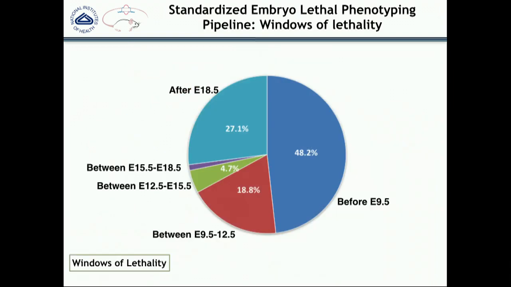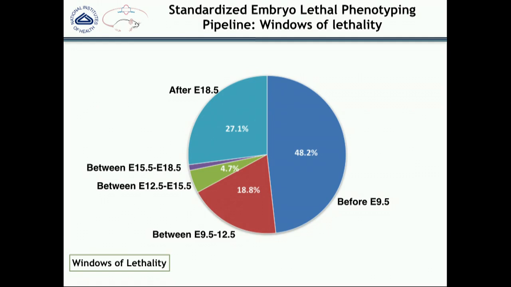If you break this down into statistics, these are the overall percentages that we capture in this analysis. The largest percentage of mutants we find do die before the 9.5 stage, and there's a series of R01s that are now dedicated to understanding the role of those genes and doing secondary phenotyping for the pre-9.5 day lethals.